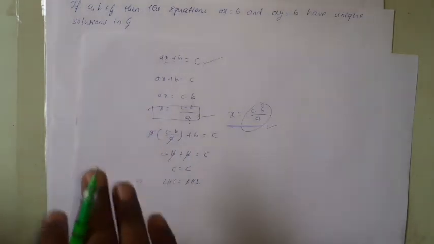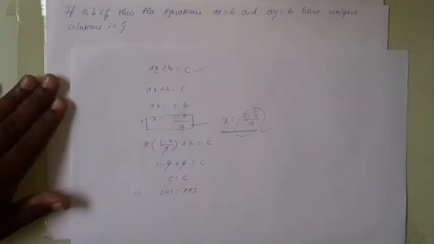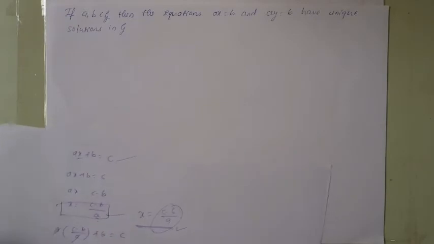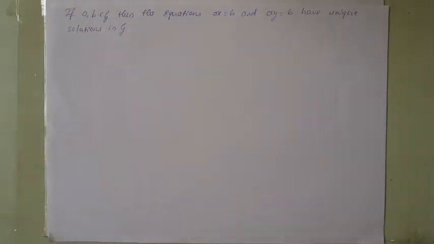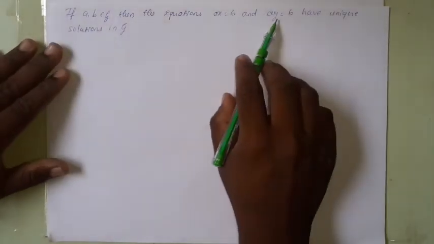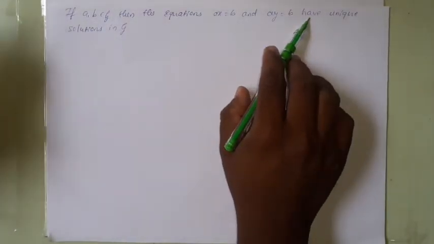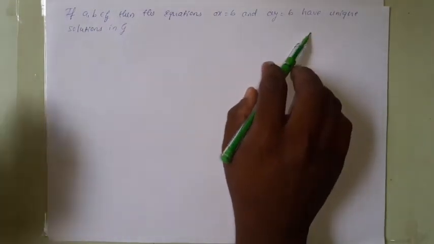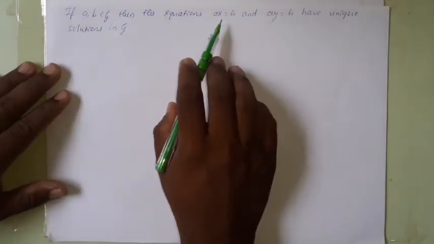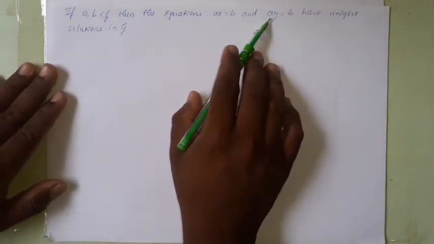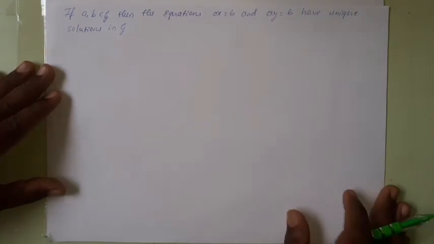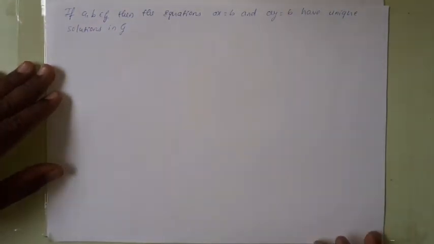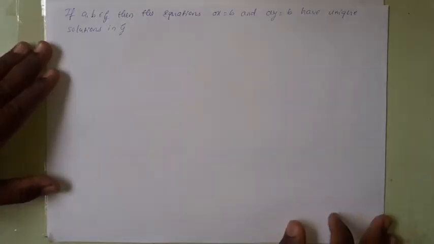So therefore this is the meaning of the given property, that if A comma B belongs to G, then the equations Ax is equal to B and Ay is equal to B have unique solutions, means they are the linear equations in x and y. Anyhow they have the solutions and those solutions must be unique in the group G. Now let us prove this one.